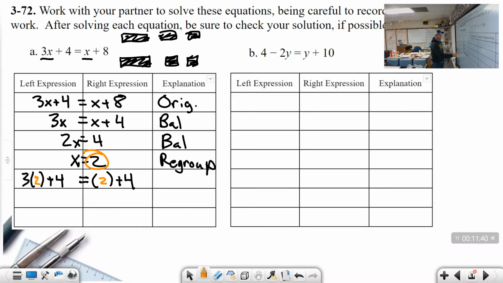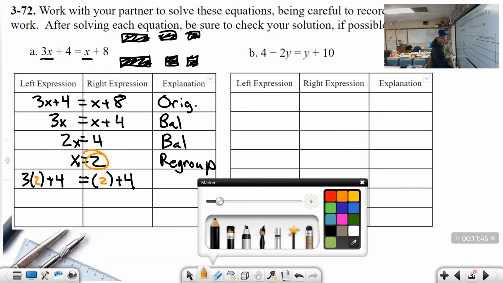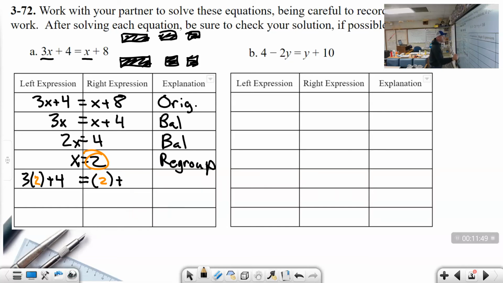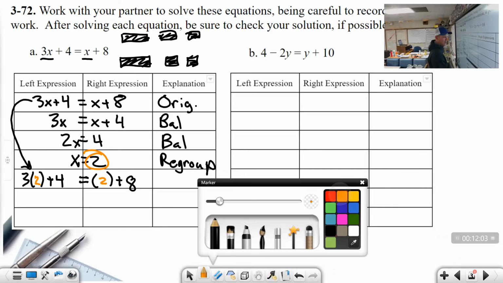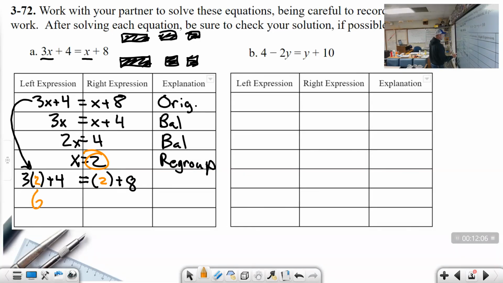So I'm going to write that in. Instead of x, I write the number 2. Except, Mr. McCoy, you had an error right here. This is not plus 4, this is plus 8. I took my equation and started over, but instead of the variable x, I wrote the value 2. Now let's go ahead and do the math. 3 times 2 is 6 plus 4. 2 plus 8 is 10. Does 6 plus 4 equal 10? Yes, check.